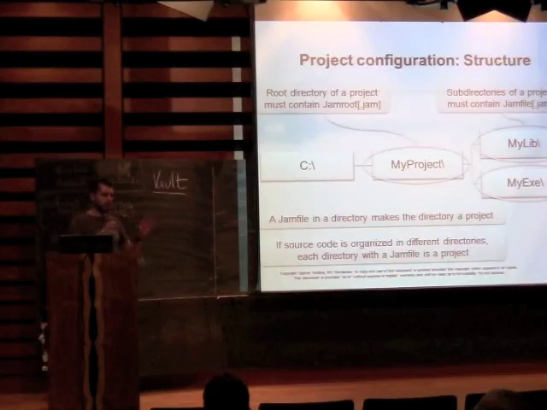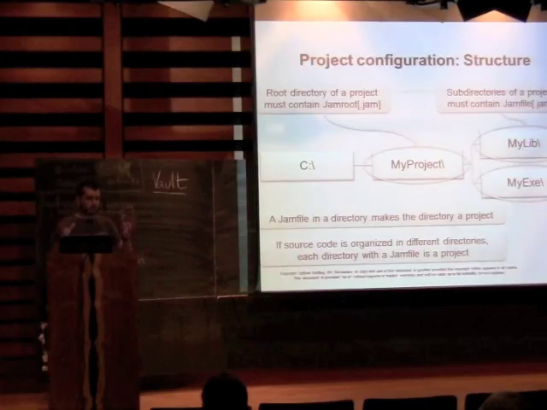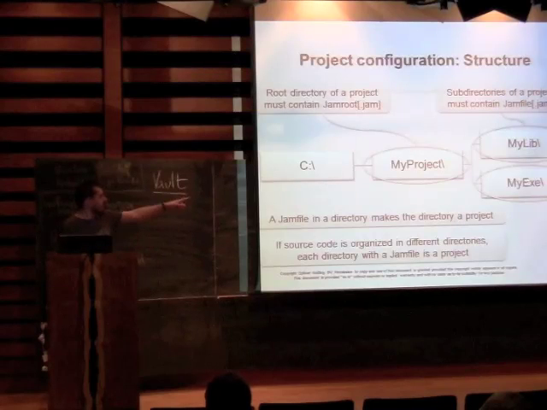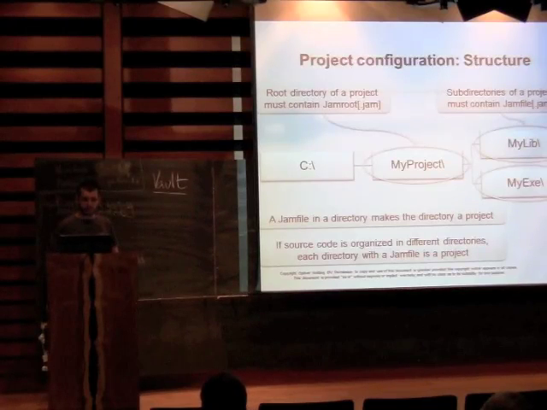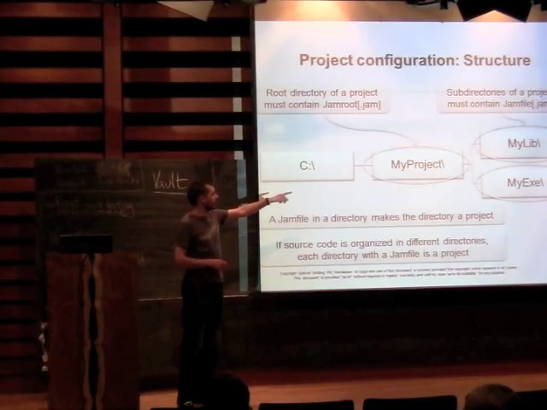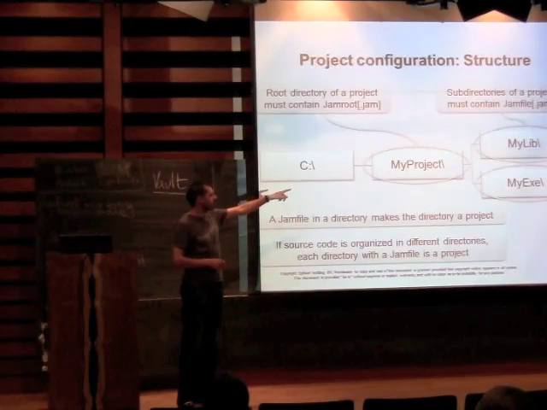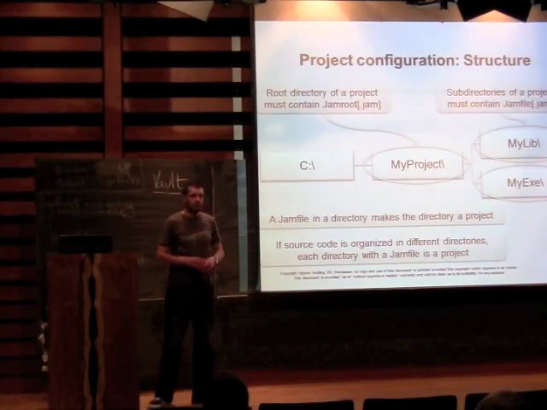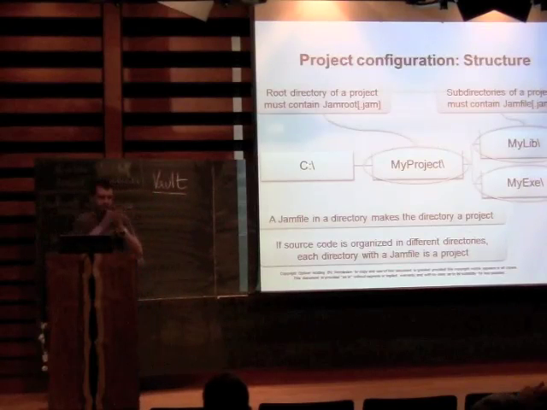Now, when we put our gem files in different directories, what does the entire project, the entire solution, look like? How do we build it? In this case, I have a directory called my project with two subdirectories, my lib and my exe. The idea is that my lib is used to create a library and my exe is used to create a binary which is linked with that library. What we typically do is put a gem file in each and every directory. So we have a gem file in my project, a gem file in my lib, and a gem file in my exe.